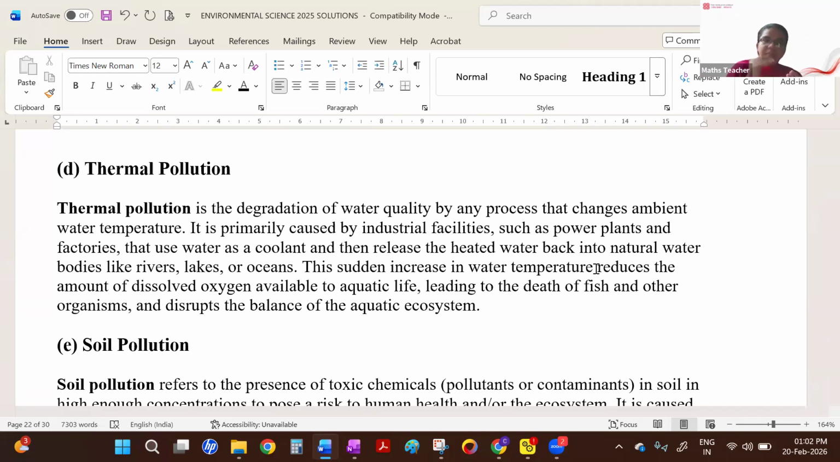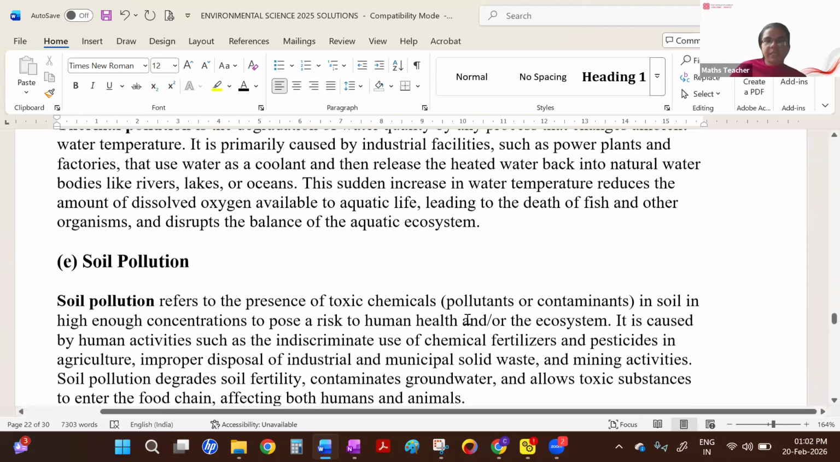And another thing is sometimes harmful effluents from the industries will also get mixed with the water bodies. So it will lead to a change in the pH level, and this change in pH level will also cause some organisms to die. So these are the two things.